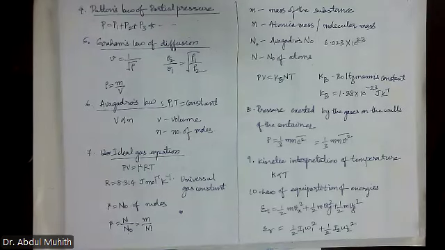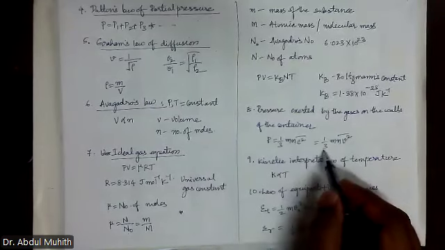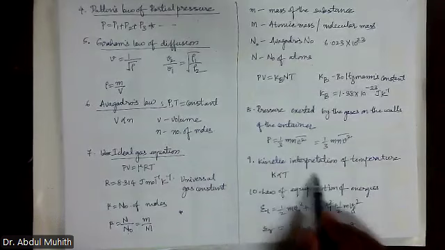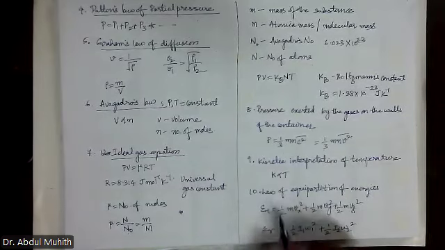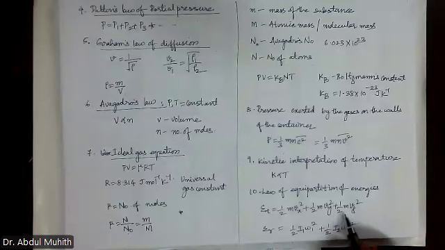Now, here we have the pressure exerted by the gases on the walls of the container. The derivation is 1 by 3 mn c square bar and mn v square bar. And next is the kinetic interpretation of temperature. K is proportional to T. Next is the law of equivalence of energies. The formula is half mvx square plus half mvy square plus half mvz square.